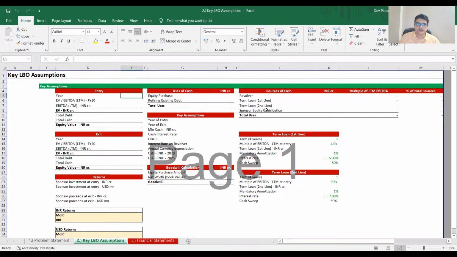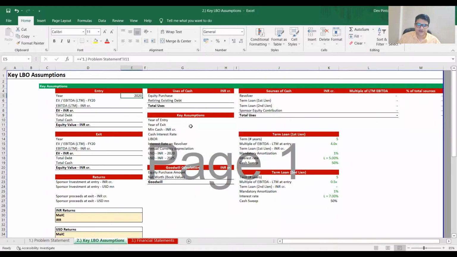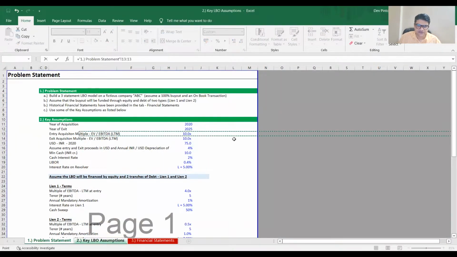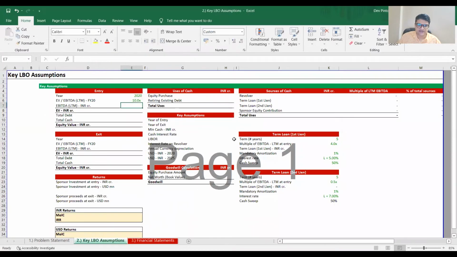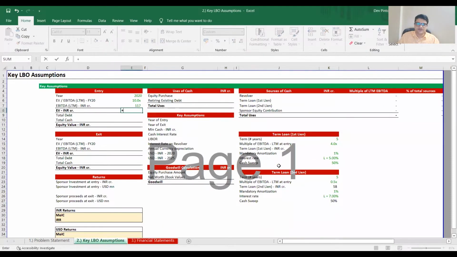So let's start with entry. Let's just link it to some of the assumptions. 2020, we're not doing anything fancy, just linking it here. Acquisition multiple, EV by EBITDA LTM, is what they've told us? 10x, that's here. EBITDA LTM will be nothing but FY20, so that is just 117. EV will be nothing but EV by EBITDA times the EBITDA.